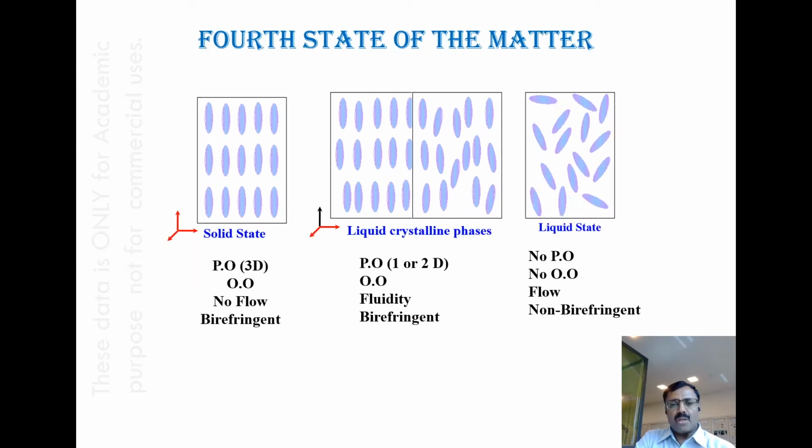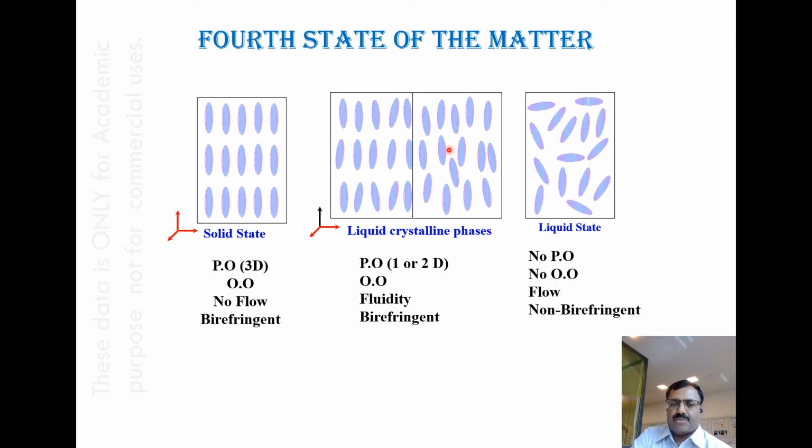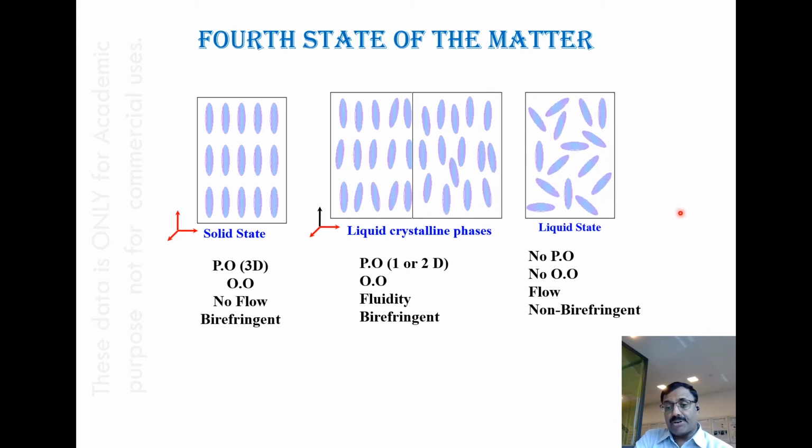Now you can see more clearly that in the solid state the molecules are arranged perfectly in positional and orientation order. In the case of gases or liquids, molecules are free to rotate. But in the case of the fourth state of matter, which we now call the liquid crystalline phase, the molecules are arranged in one-dimensional or two-dimensional order and have a little bit of fluidity and birefringence. So these molecules are a little bit free compared to the solid, but restricted compared to the liquid.